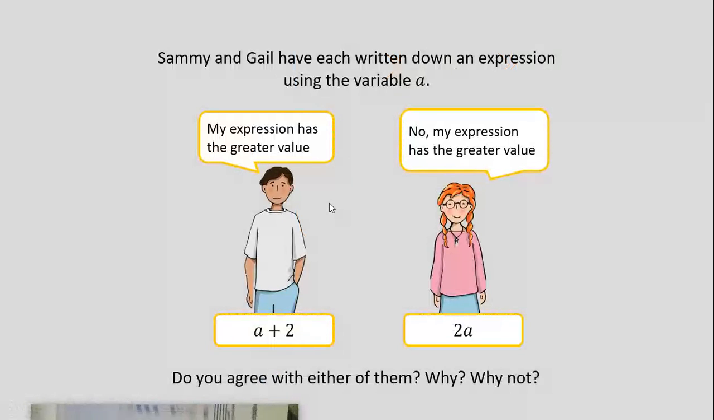Okay, so we need to have a look at this. Sammy and Gail have each written down an expression using the variable a. So Sammy has written down a plus 2, and he says that his expression has got the greatest value. In other words, it's bigger. He's saying a plus 2 is bigger. Whereas Gail's saying that her expression has the greater value, and her expression is 2a. The question is, who do you agree with? So maybe at this point, pause the video, have a little think. What do you think is bigger, a plus 2 or 2a?